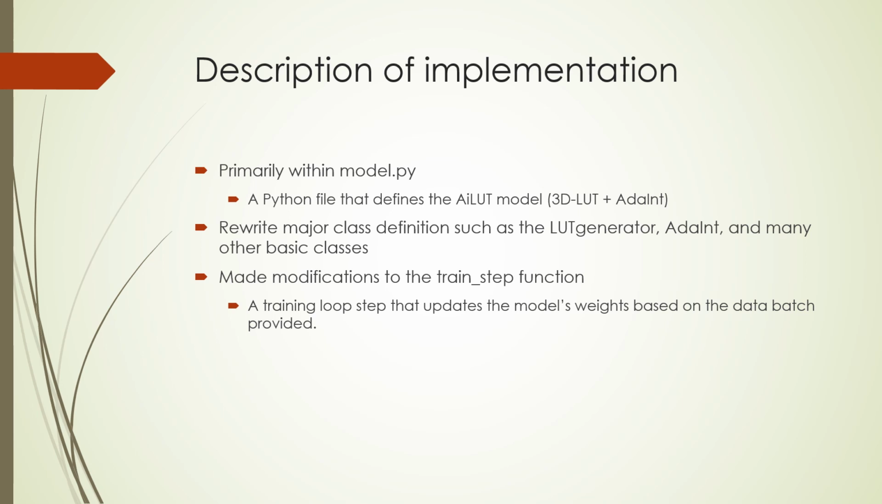So this is a description of my implementation. I primarily changed the model.py file within the GitHub repository offered by the authors, and I rewrote some major class definitions such as the LUT generator, AdaInt, and many other basic blocks. And I made a modification to the train step function as well, which is a training loop that updates the model's weights based on the data batch provided every time.